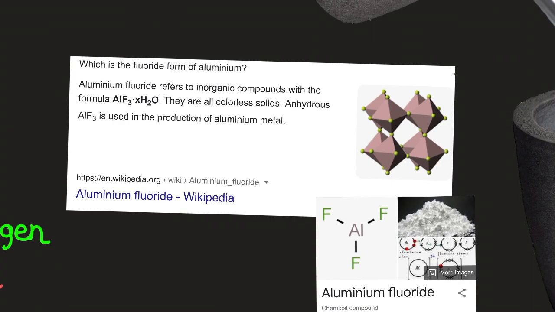So, which is a fluoride form of aluminum? Aluminum fluoride refers to the inorganic compounds with the formula AlF3·xH2O. They are all colorless solids. Anhydrous AlF3 is used in the production of aluminum metal. And colorless solids just means that the powder form that it creates is white.